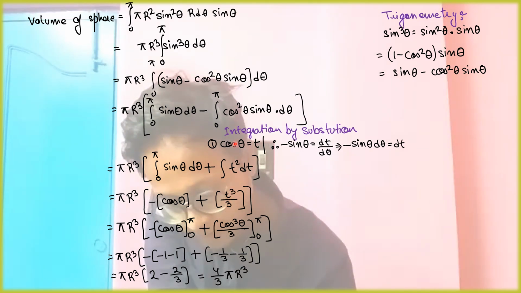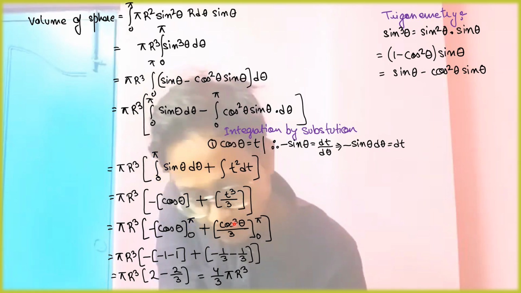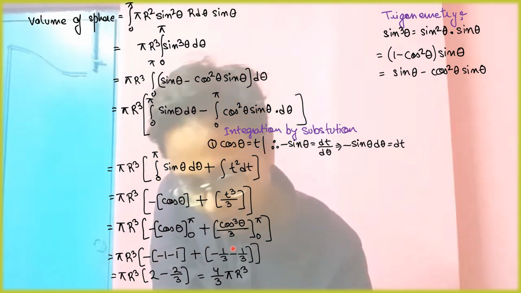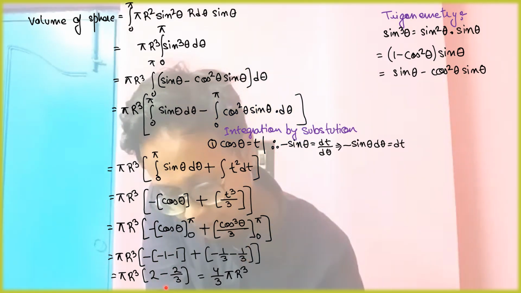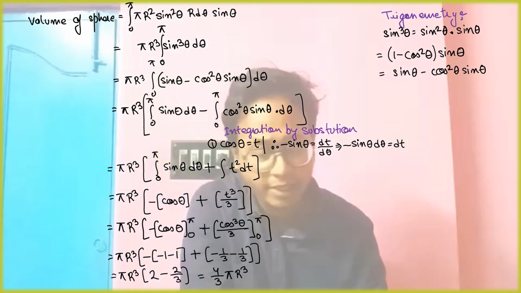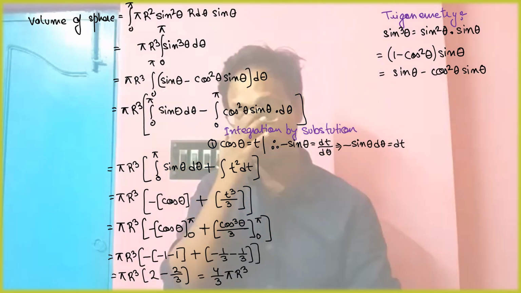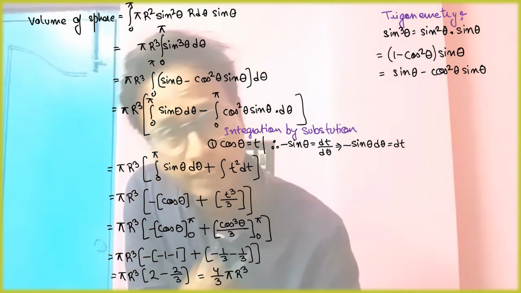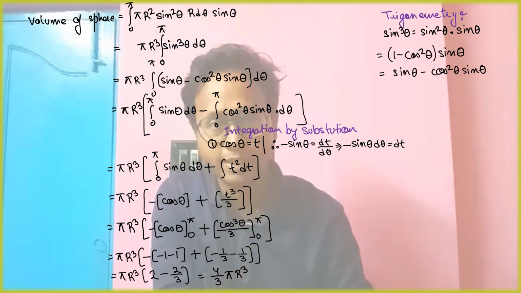What was the value of t? Cos theta. So cos cube theta by 3. I have to integrate from 0 to pi. So pi r cube, which is already a constant, minus cos pi is minus 1, minus of cos 0, 1, plus cos cube pi. Cos cube pi is nothing but minus 1 by 3, minus of cos 0, 1 by 3. So it is nothing but pi r cube into 2 minus 2 by 3, which is equal to 4 by 3 pi r cube.